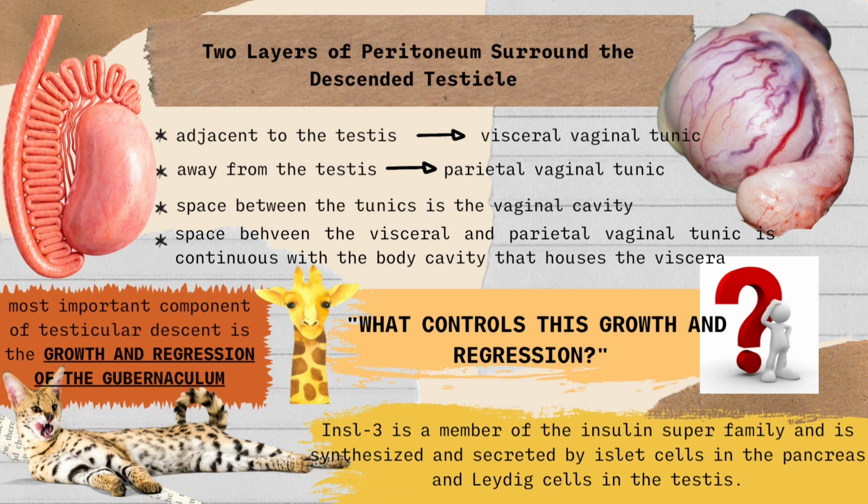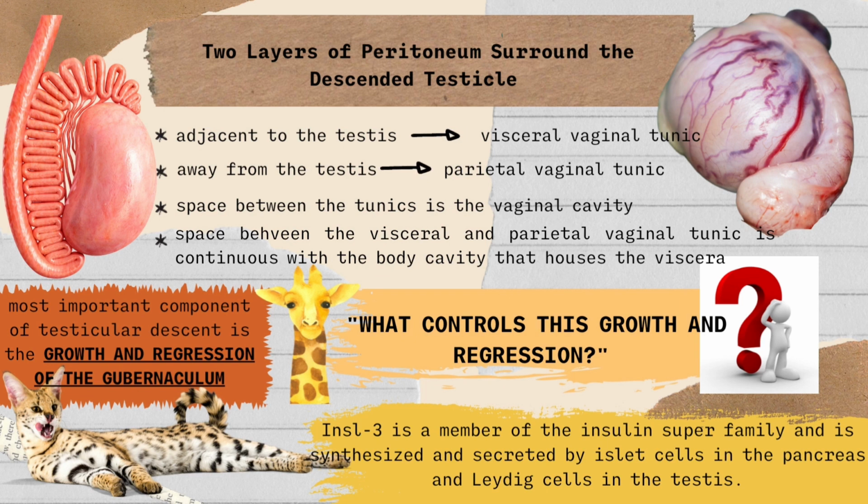After complete descent of the testes, you can see that the vaginal process is continuous with the peritoneal cavity and the testes is surrounded by a double layer of peritoneum. See figure 4-8. The layer of peritoneum immediately adjacent to the testes is the visceral vaginal tunic, and the layer away from the testes is referred to as the parietal vaginal tunic. The space between the tunics is the vaginal cavity.